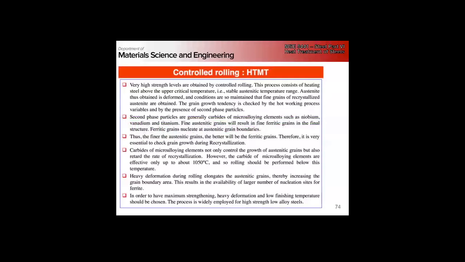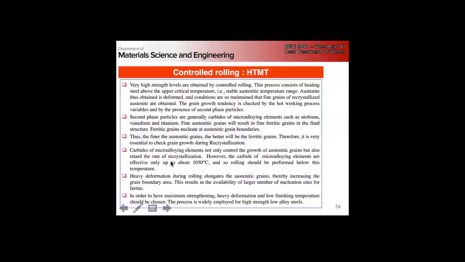And these secondary phase particles are generally carbides of our microalloying elements, niobium, vanadium, and titanium, right? And these are the key elements that are going to be pinning our grain boundary, right? So if we have fine austenite grains, remember that's going to give us a fine ferrite grain structure in our final as use, right? And we have a ton of grain boundary area that our ferrites can grow from, right?